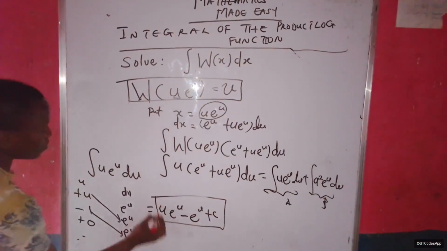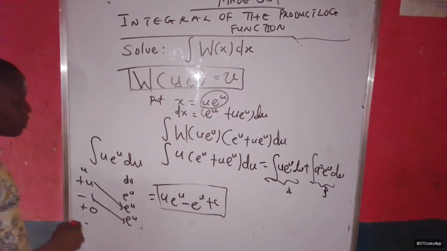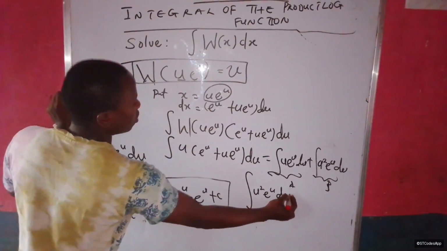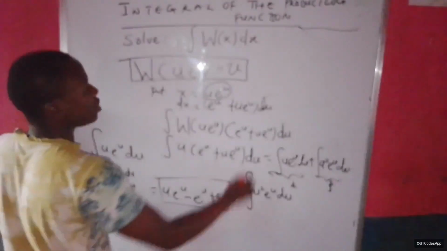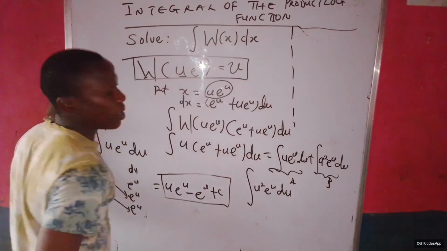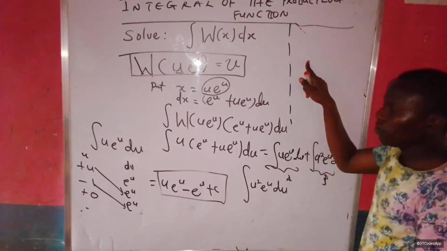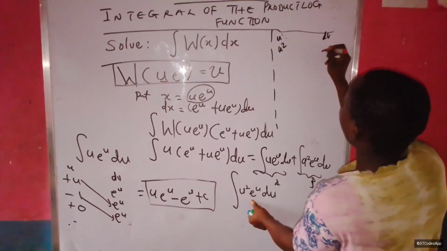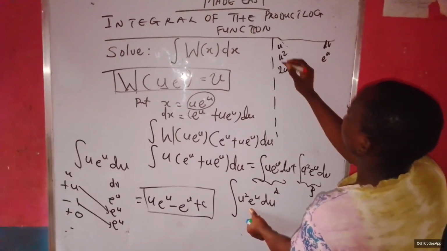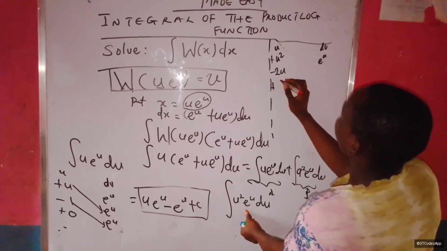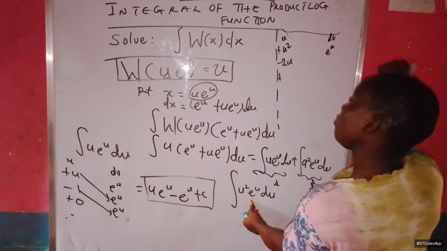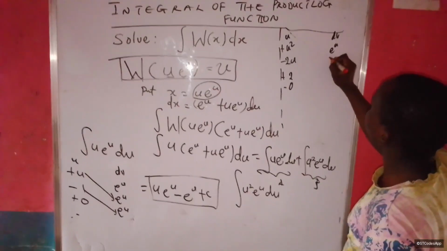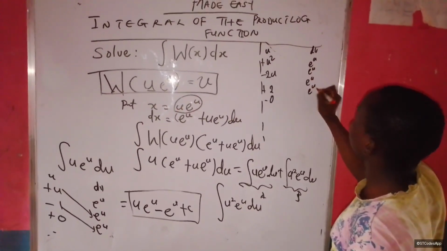And the second integral, the integral of u squared e raised to the power of u du. We can also use integration by parts. So you have your u and your dv: we have u squared and e raised to the power of u. If you differentiate u squared, that's 2u. Forget plus, minus, plus. If you differentiate 2u, that's going to give you 2, and if you differentiate that, it's going to give you 0. If you integrate e raised to the power of u, that's going to give e raised to the power of u throughout.